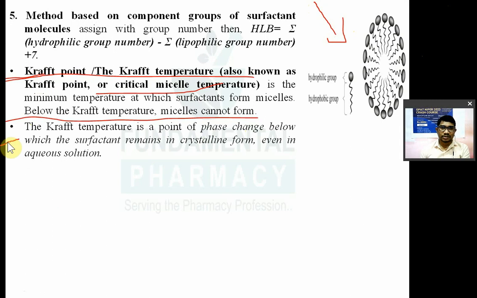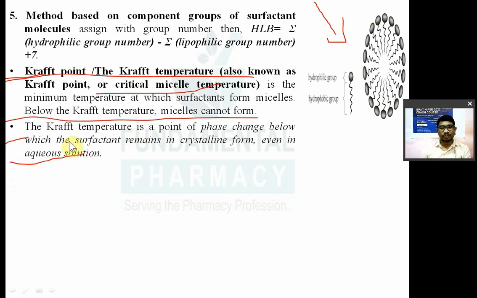The Kraft temperature is the point at which there is a phase change. Kraft temperature जो होता है उस टाइम पे phase change होता है ना. Kraft temperature के ऊपर क्या होगा? माइसिली फॉर्मेशन हो गई, मतलब वो एग्रीगेशन होगा, है ना. फेज चेंज होगा ना, पहले नहीं था, अभी एग्रीगेशन होगा, फेज चेंज. So Kraft temperature is the point of phase change below which the surfactant will remain in a crystalline form, means soluble form, and even it will remain in an aqueous solution.